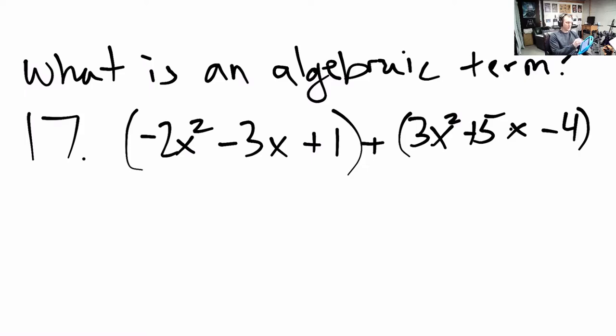So we've got a trinomial added to another trinomial. So it's a trinomial plus a trinomial. Now when you're faced with something like this, and you see grouping symbols like these parentheses that we have here, 1, 2, 3, 4 parentheses.